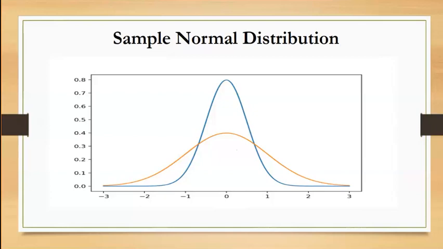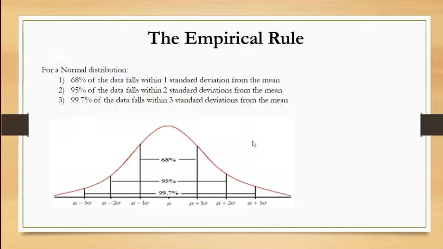So here it is, the empirical rule. The empirical rule states for a normal distribution, 68% of the data falls within one standard deviation from the mean. 95% of the data falls within two standard deviations from the mean. 99.7%, which is almost all of the data, falls within 3 standard deviations from the mean.